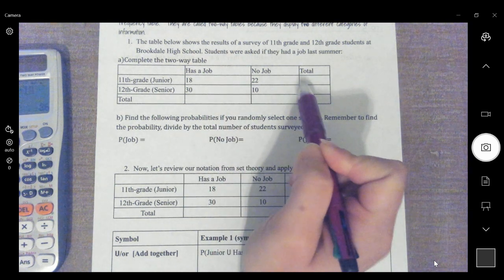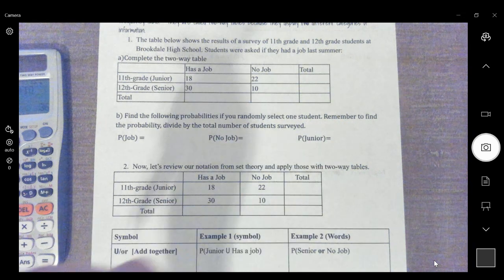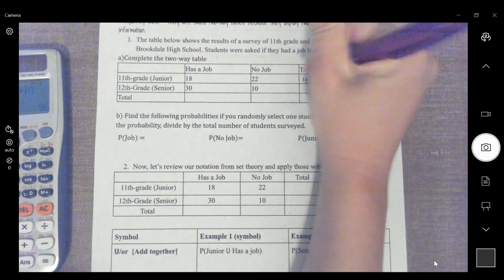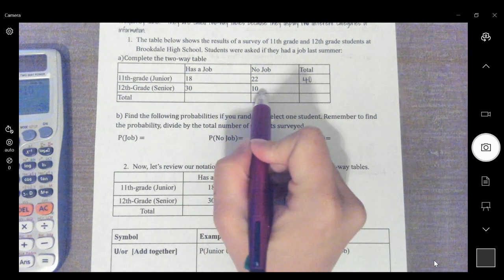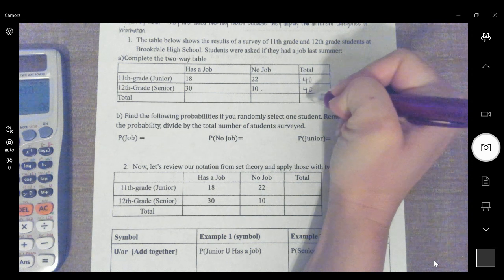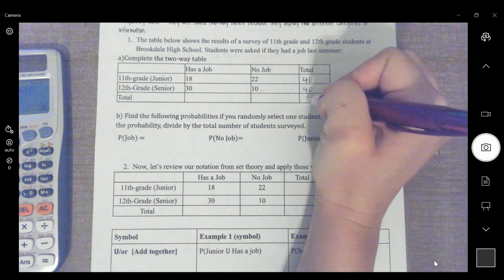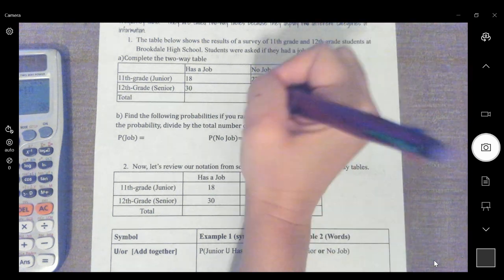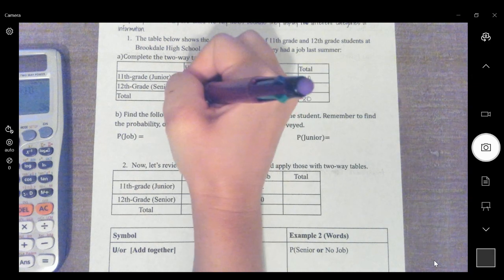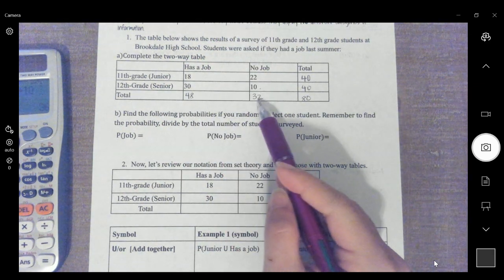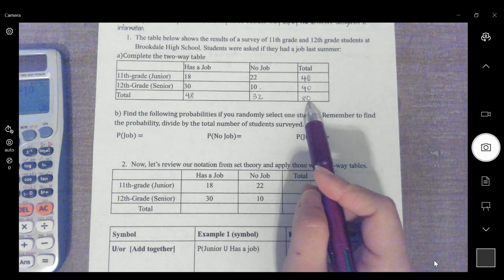So to find this total, you add 18 plus 22, which is 40. Okay, to find this total, 30 plus 10 is 40. And then your overall total will be here. So 40 plus 40 is 80. Okay, to find this total, we add straight down. So 22 plus 10 is 32. And then 18 plus 30 is 48. Okay, if you add this way, 48 plus 32, that should also give you 80.